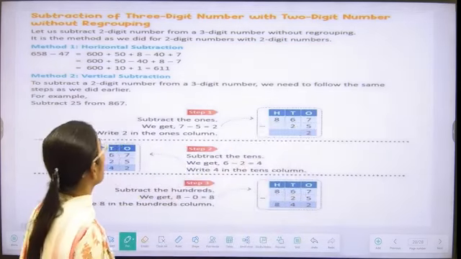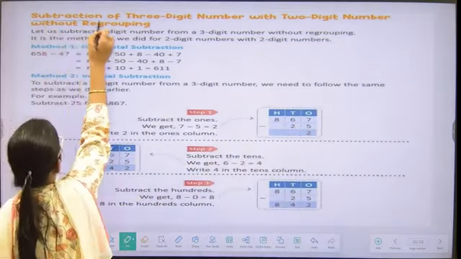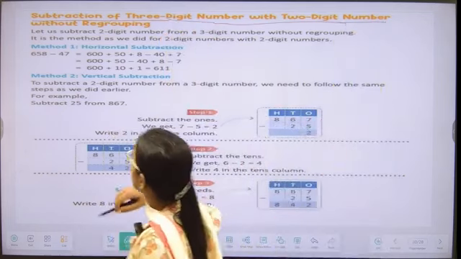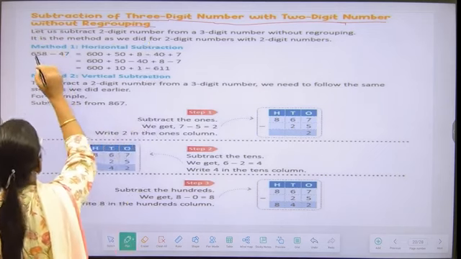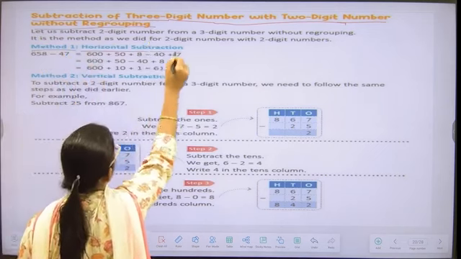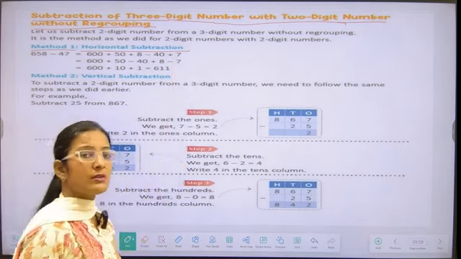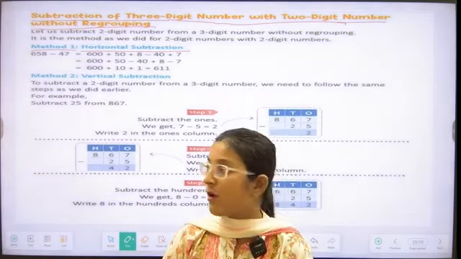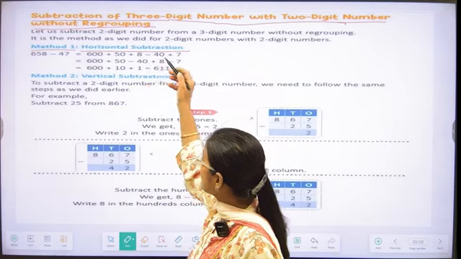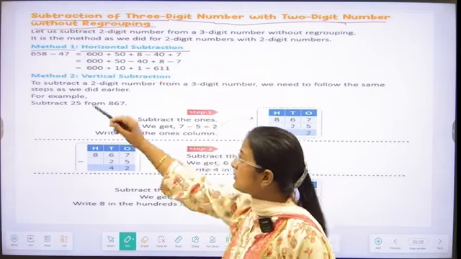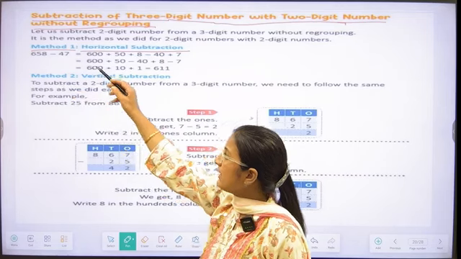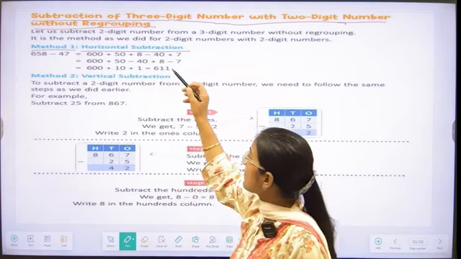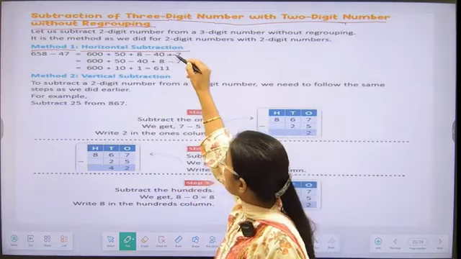Let's move further. Now we are going to understand how we can subtract a two-digit number from a three-digit number without regrouping. Let's understand with our first method, horizontal subtraction. In horizontal subtraction, student, we write the numbers in expanded form, and subtract tens from tens and ones from ones. So we can write 658 as 600, 5 tens, 8 ones. And we have to subtract 4 tens and 7 ones.